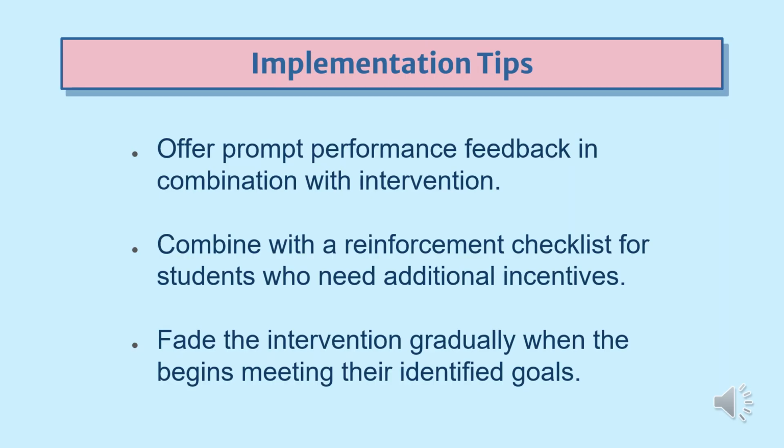A few implementation tips are to offer prompt performance feedback to the student in combination with this intervention. For students who may need extra incentives, consider pairing this with a reinforcement checklist. And when fading the intervention, do so gradually when the student begins to meet their goals.